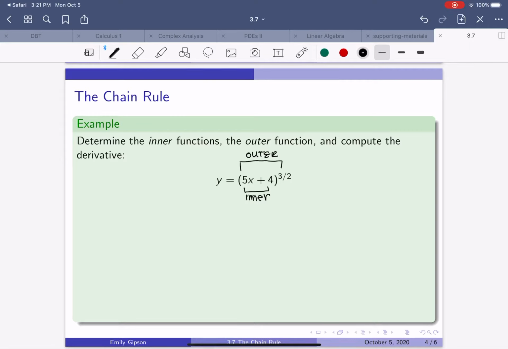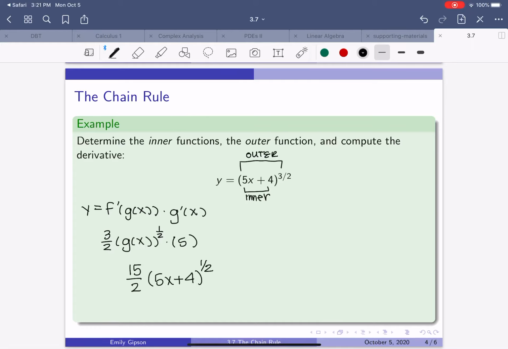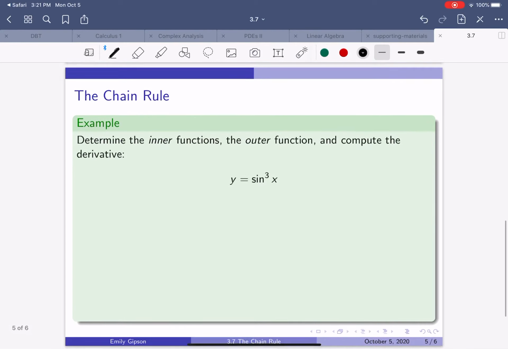So now let's compute the derivative. We know that it's going to be f prime of g of x times g prime of x. For f prime, we just use the power rule, and for g prime, we just use the power rule again. So we end up with 15 over 2 times (5x plus 4) to the power 1/2. And that's that. So let's do a couple more examples and then we'll be done for the day.